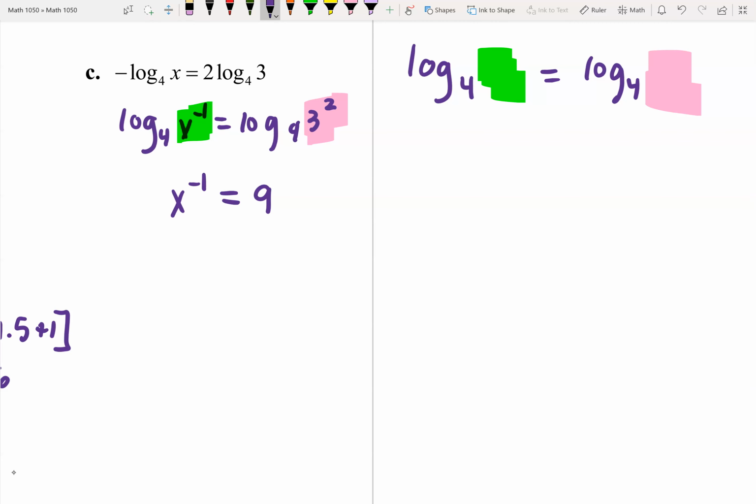Now this is just a little bit confusing. What's terrible right there? The negative. Fix it. How do you fix a negative exponent? Pull it down, right? So that's going to be 1 over x equals 9. How do I solve that? Very easily.